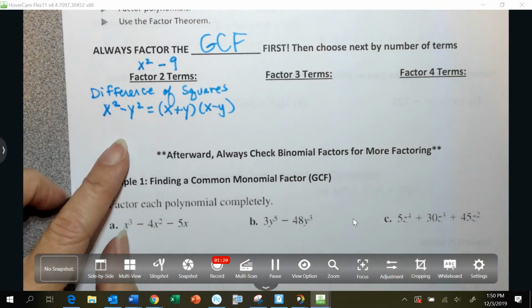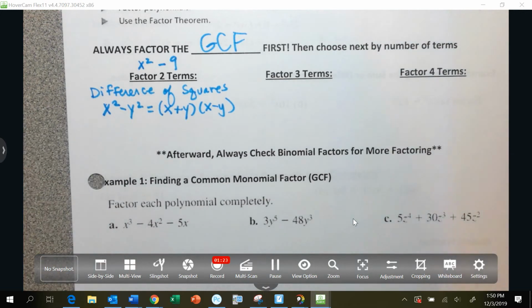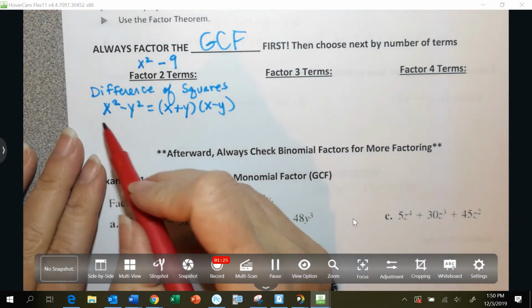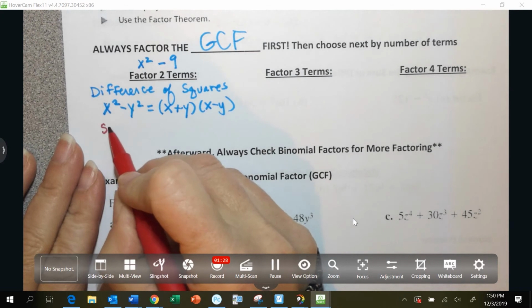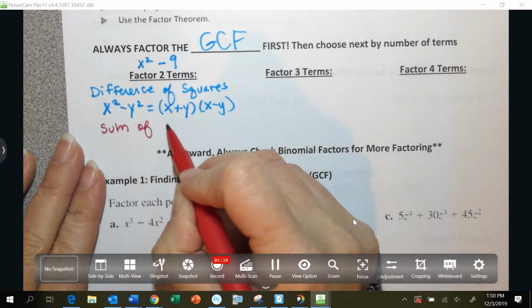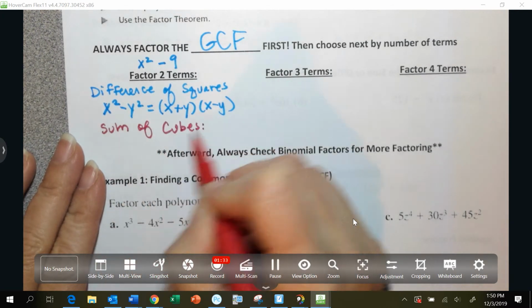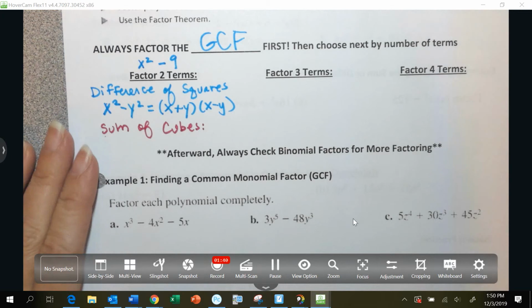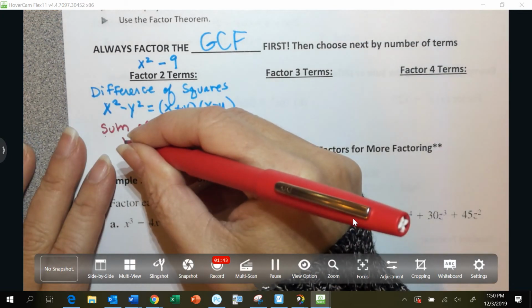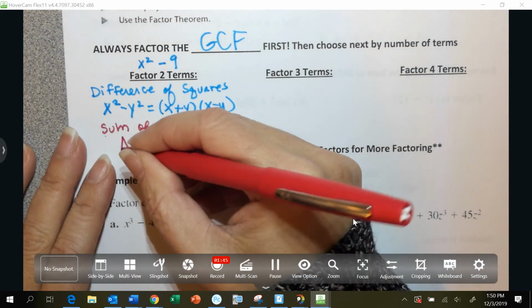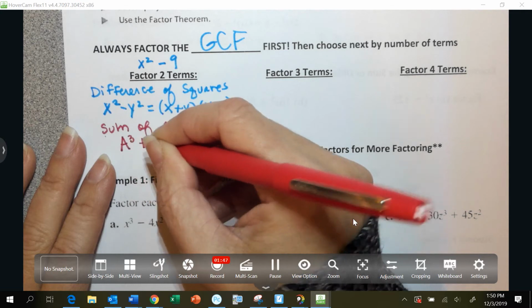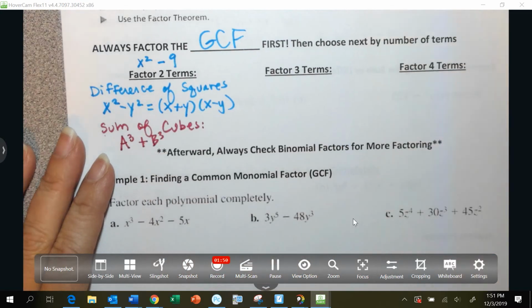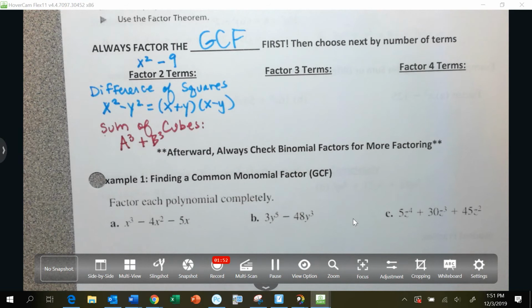There is something new we are adding today that I'm going to wait till we get to that page to teach it to you, but we're now going to have a sum of cubes. We're also going to have sum of cubes today. The sum of cubes could look like a cubed plus b cubed. See how we have cubes. So that's going to be new in just a moment.